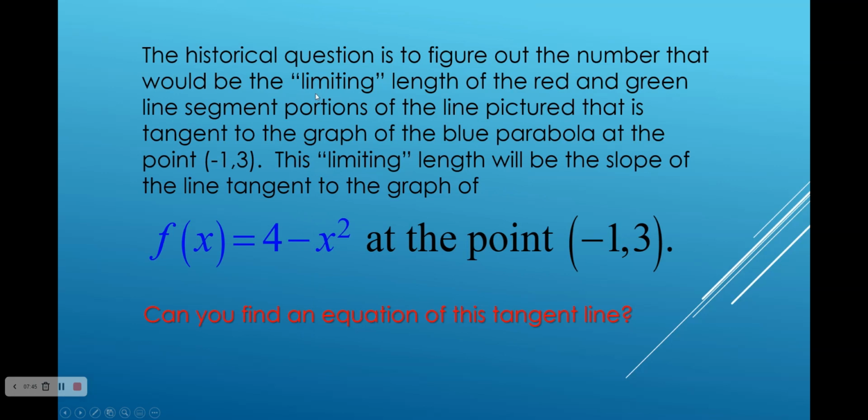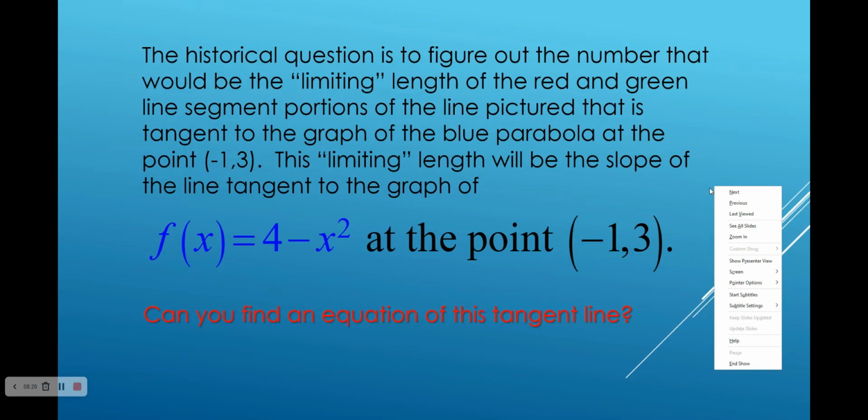And it turns out this limiting length of the red and green line segment portions of the tangent line are actually approaching the slope of the tangent line at the point -1, 3. So looking at this blue parabola, point -1, 3, looking at the line tangent to the graph of the blue parabola at the point -1, 3. If you figured out what its slope was, could you find an equation of this tangent line? That's what I'm hoping everybody's going to be able to do.